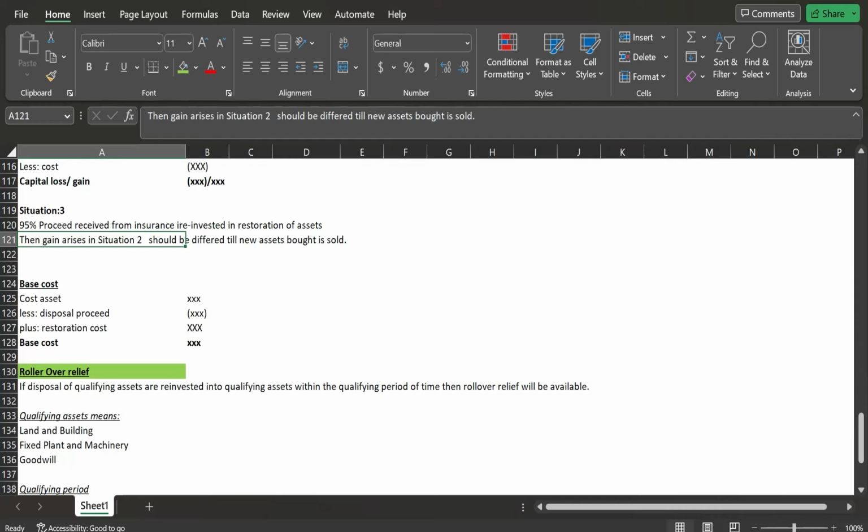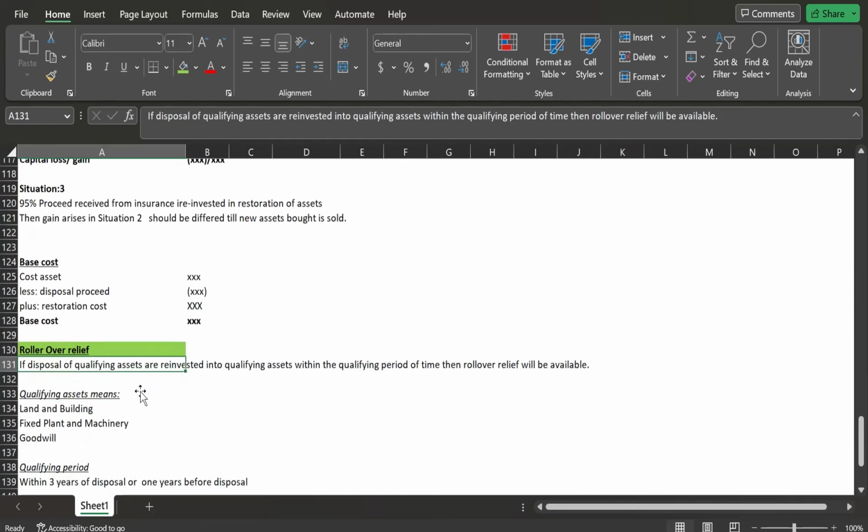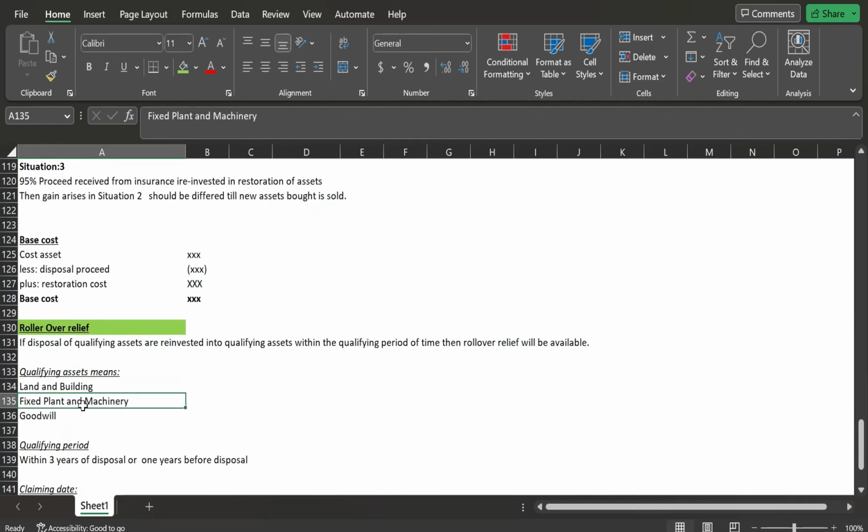So these three terms are very important: the proceeds you receive are from the disposal of a qualifying asset, and the proceeds you receive are reinvested into the other qualifying asset within the qualifying period. So now let's understand what the qualifying asset and the qualifying period mean. Here, qualifying asset means land and building, fixed plant and machinery, and goodwill. These three are the qualifying assets for the rollover relief.